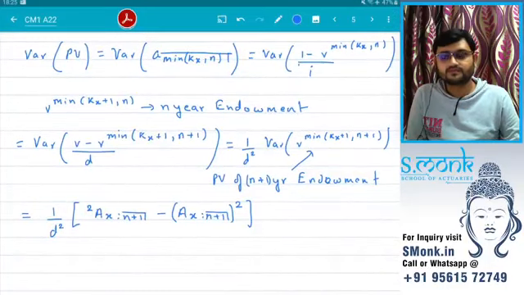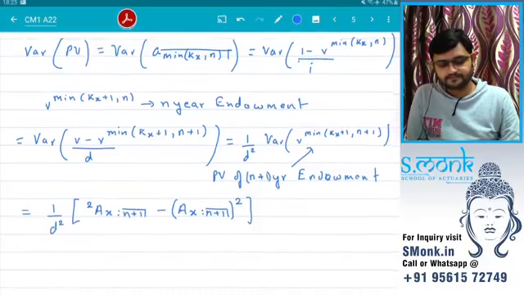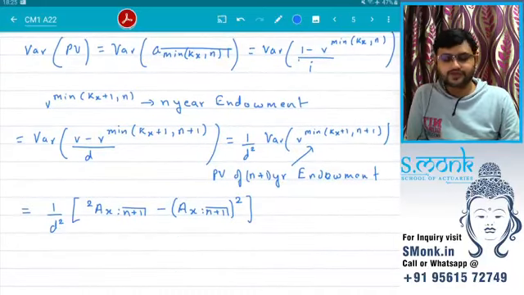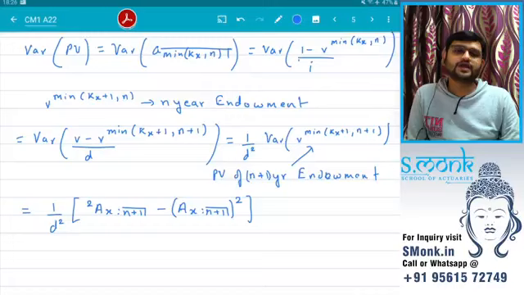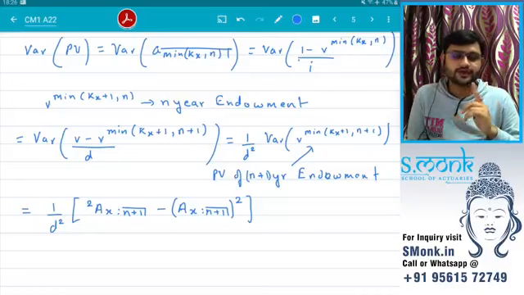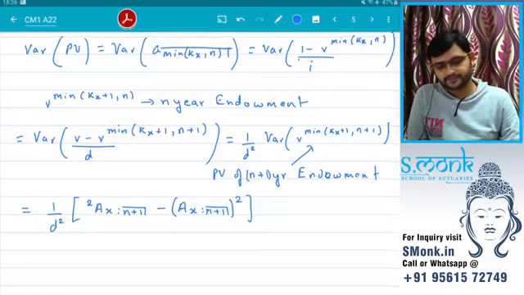Okay. So variance of temporary annuity in advance and arrears are not the same. For whole life, yes, they were the same, but for temporary, they are not the same.